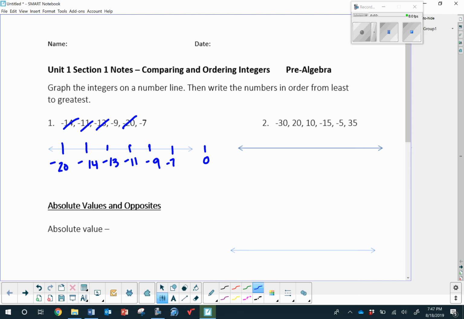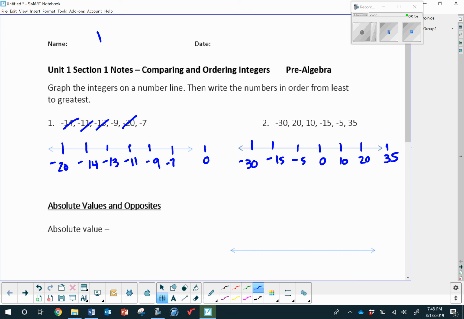All right, let's go ahead and look at number 2. Again, I'm going to look for my greatest negative, which is going to be the furthermost to the left. So that looks like it's negative 30. Then I have negative 15, negative 5. Then there's a 0 there that's not listed, but I'm going to go ahead and put it there to help us. Then we have positive 10, positive 20, and positive 35. So again, those are the integers in order from least to greatest.